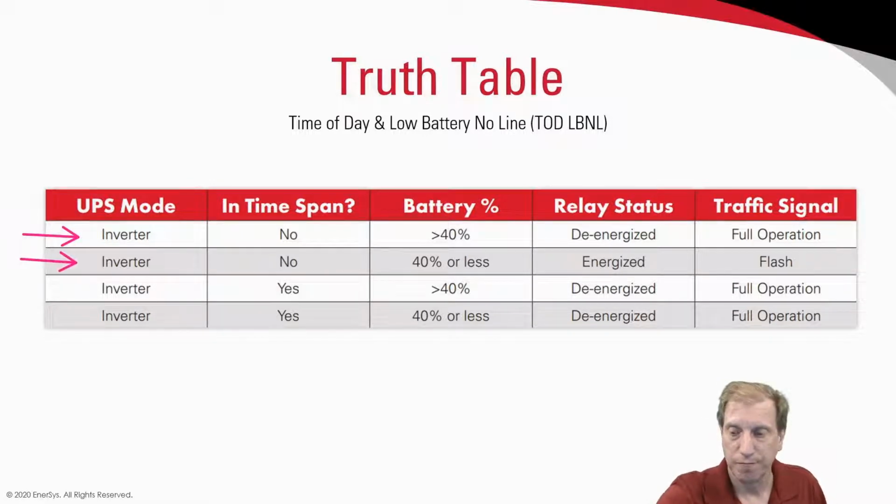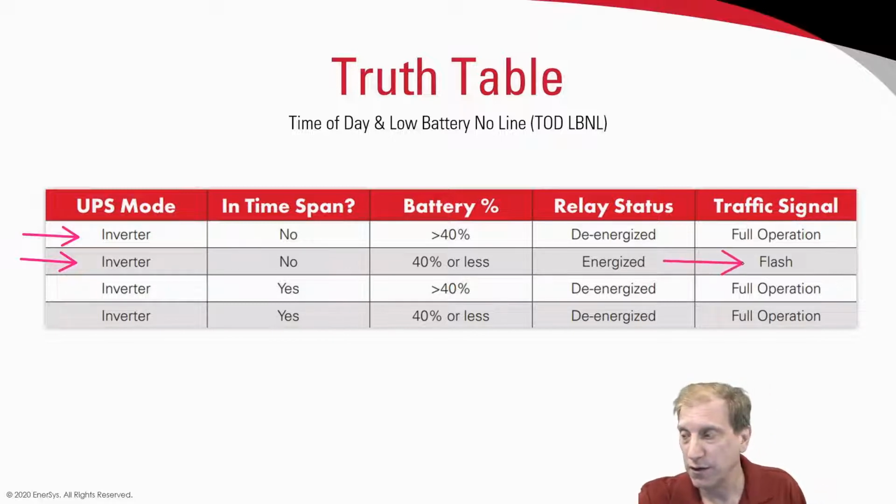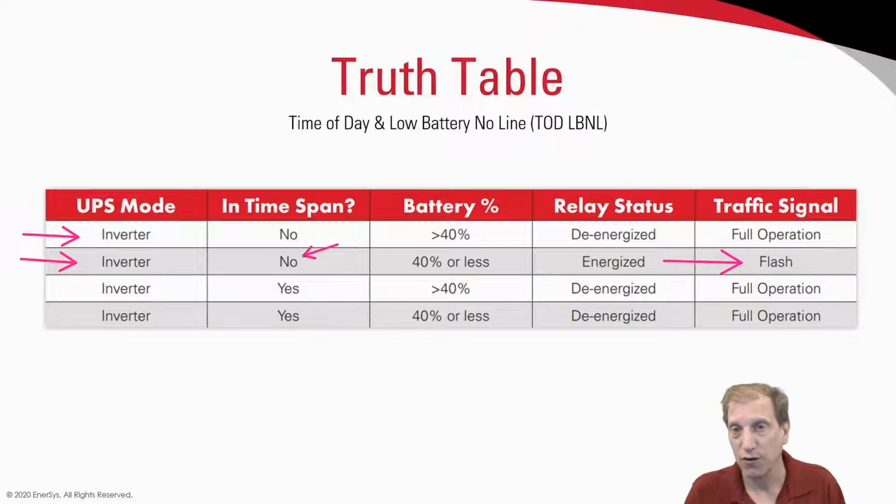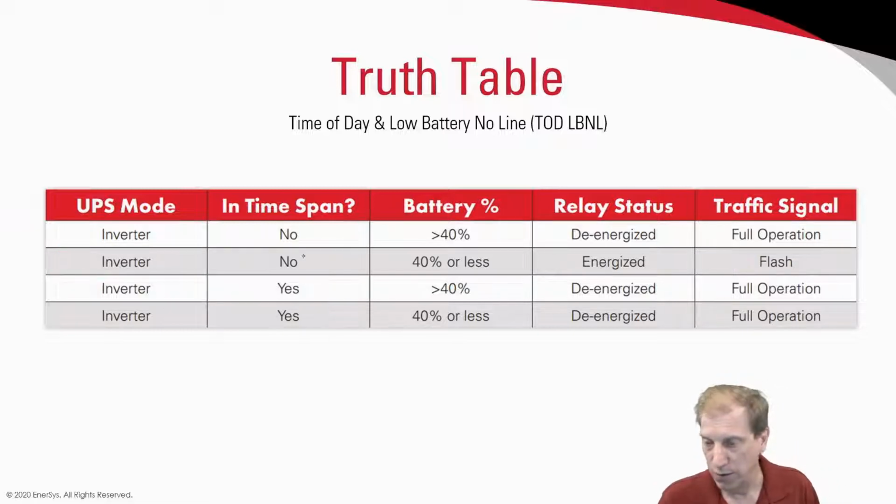Next one down. Inverter mode, yep. In time span, no. Battery is 40% or less. Oh, okay. So let's energize that relay because it's an extended outage. That's why we're at the 40% or less. So then, yeah, let's take the cabinet to flash. But we're not in a time span here, so that's good. So we can do that, okay? All right, next one.